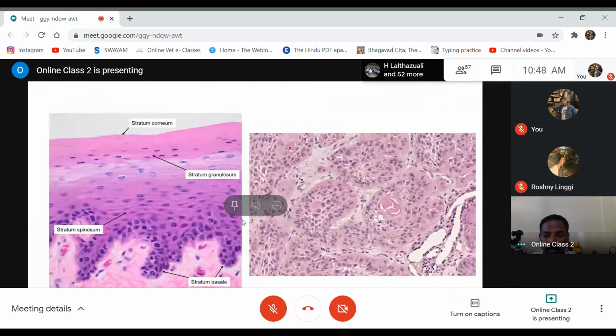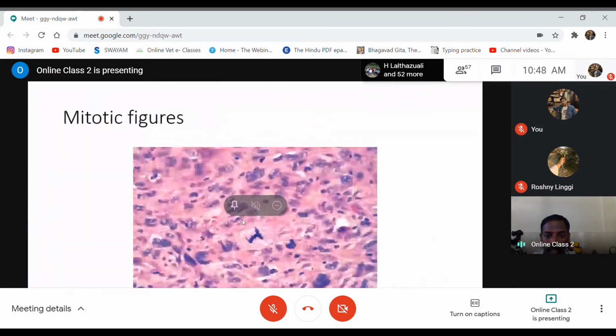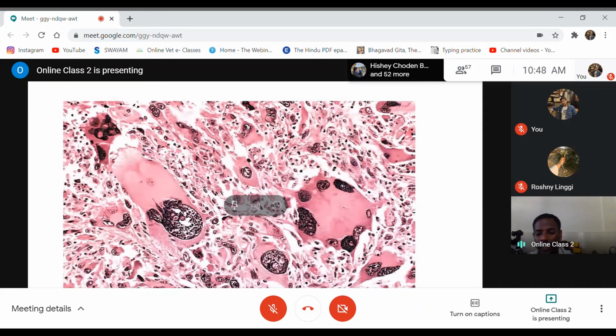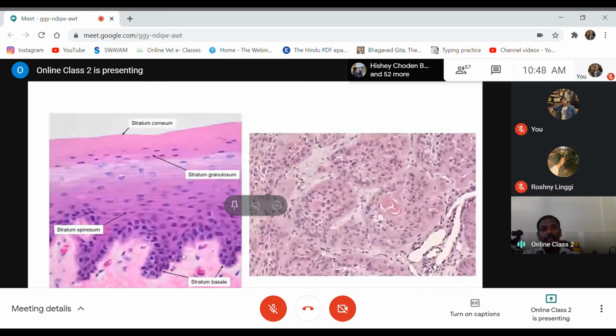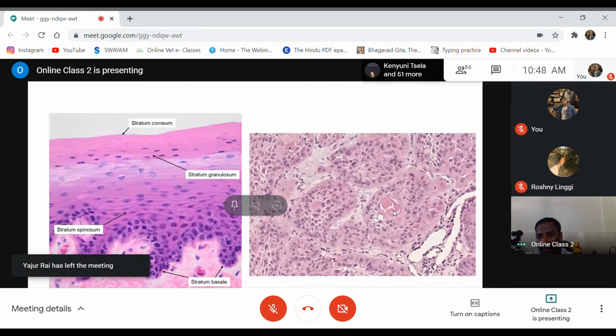And another picture is to differentiate again. So this is a picture of a squamous cell carcinoma. It is a malignant type of tumor. But here also, in this malignant type of tumor, you can find the differentiation is quite good. Here it is a basal layer. Here it is a keratinous layer. So you can find different layers of the epidermis.